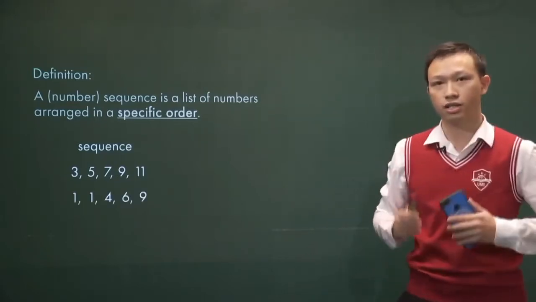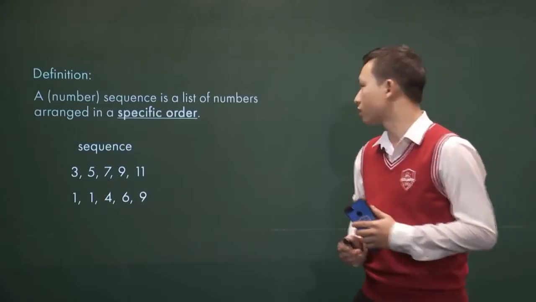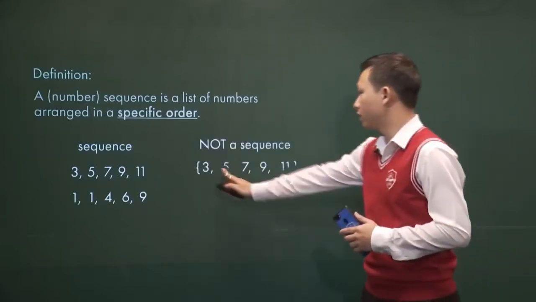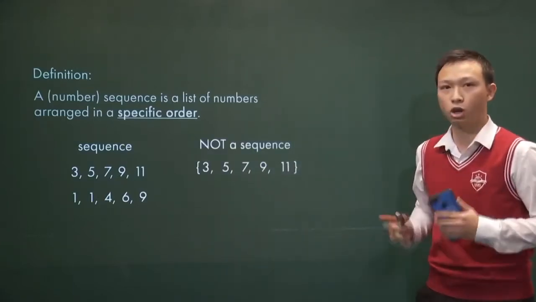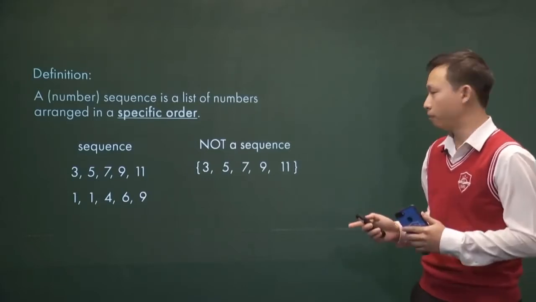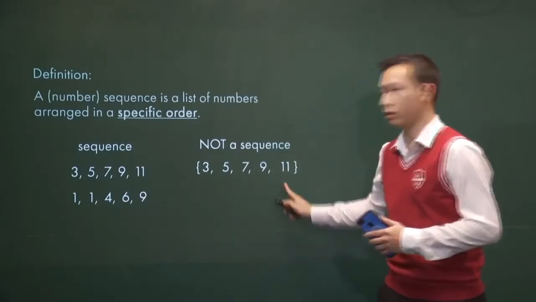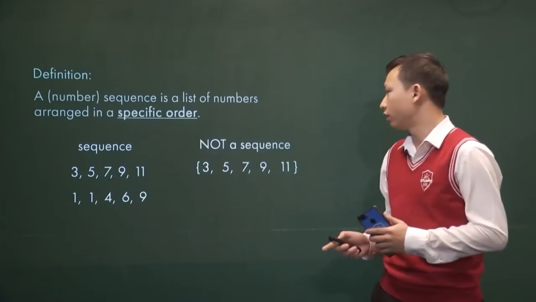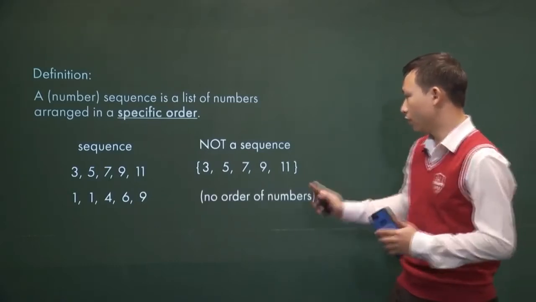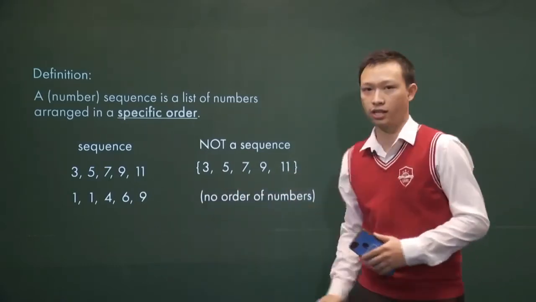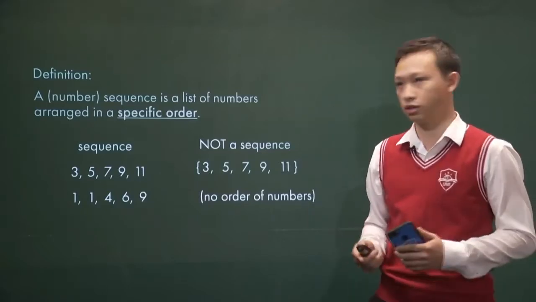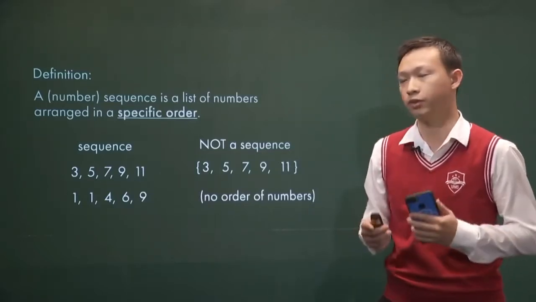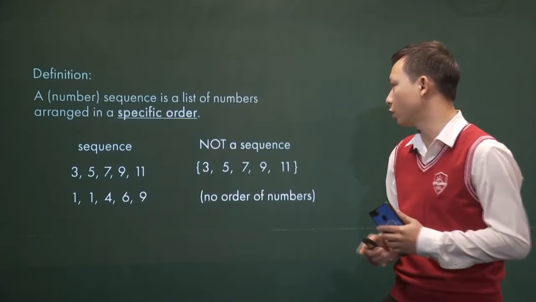And now let's have a look at something not a sequence. Here I have a set. A set is not a sequence. It has numbers, but the numbers are not arranged in any specific order. And you know that the elements in a set can be rearranged however you want. So it has no specific order. That's why it is not a sequence.